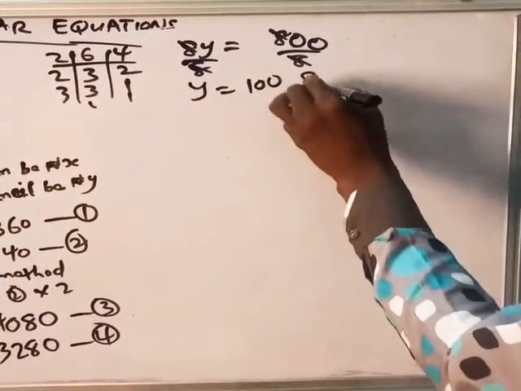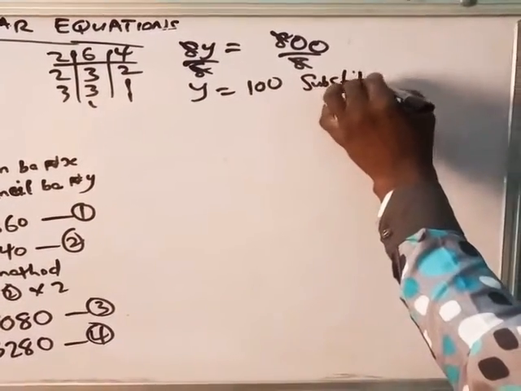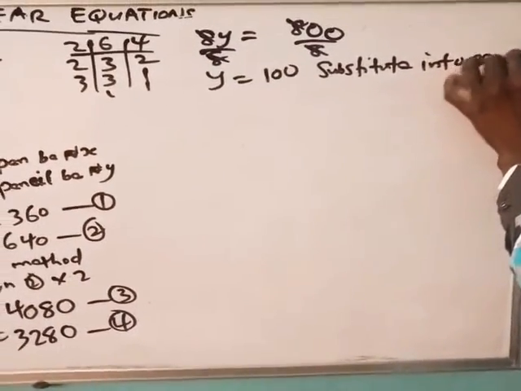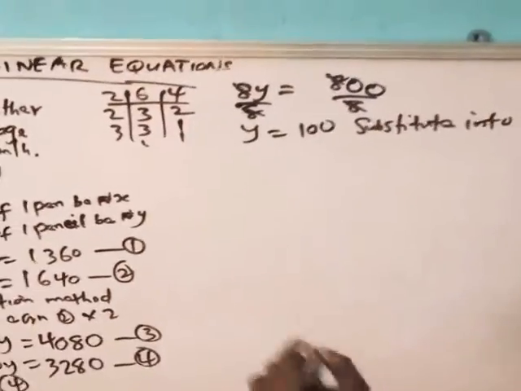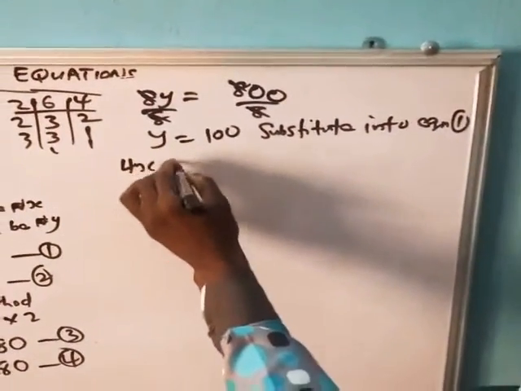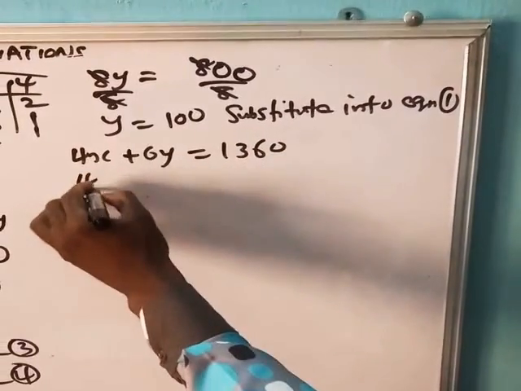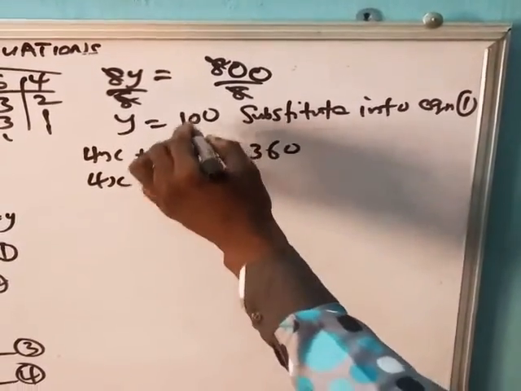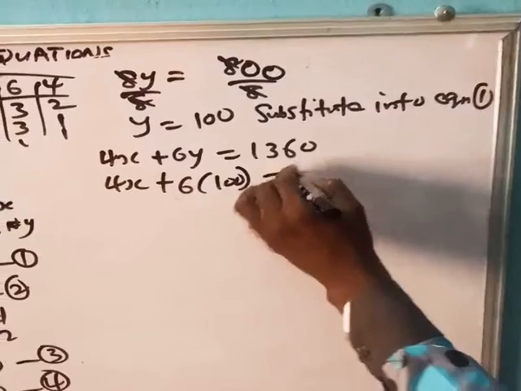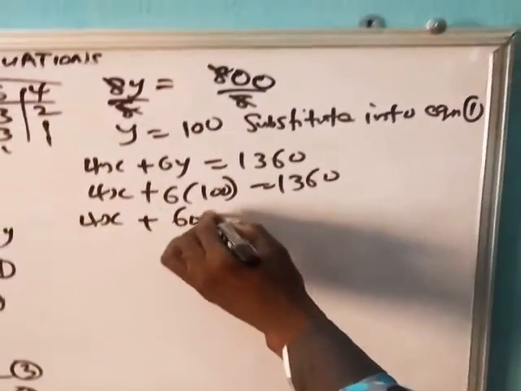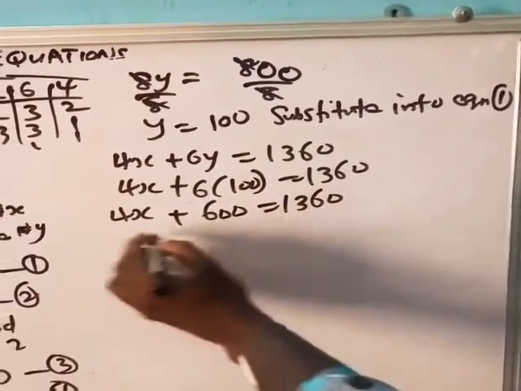Now substitute into any of the equations. So I can use equation 1. That is 4x plus 6y is equal to 1360. 4x plus 6 times y. What is y? Y is 100. So 4x plus 600 is equal to 1360.